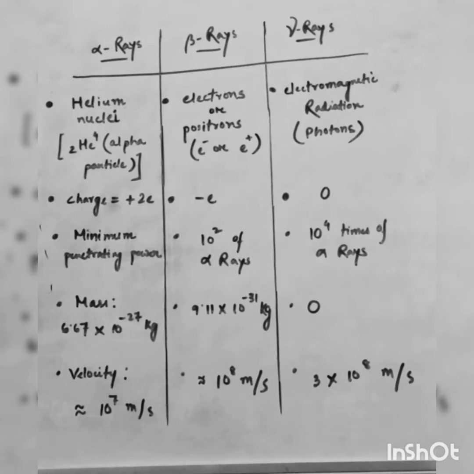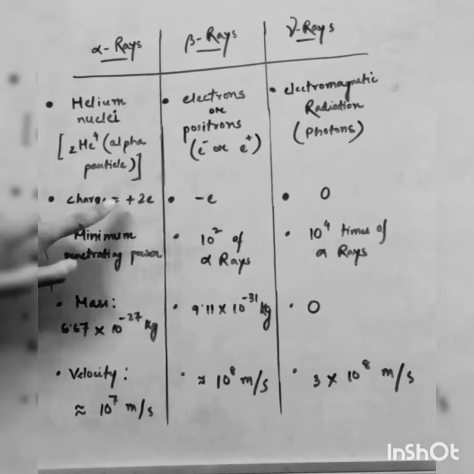So alpha rays are positively charged particles, and these particles are nothing but the helium nuclei itself. You can see here helium nuclei is denoted as 2He4. So 2He4 is known as the alpha particle, and the radiations which consist of this alpha particle are called the alpha rays. So they are positively charged rays, and they have a charge of plus 2e.